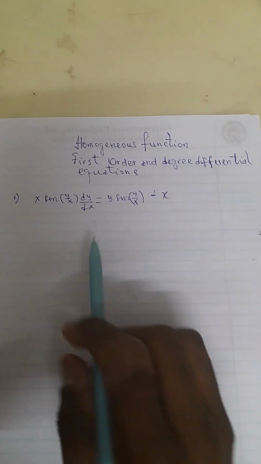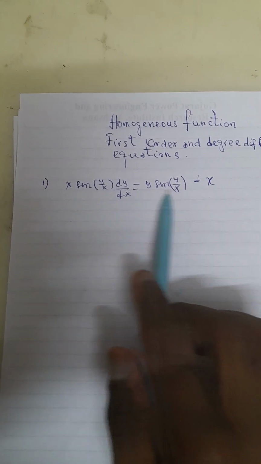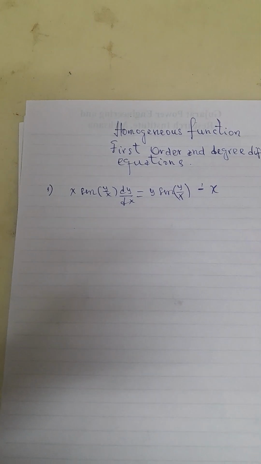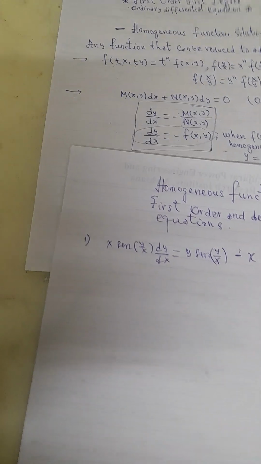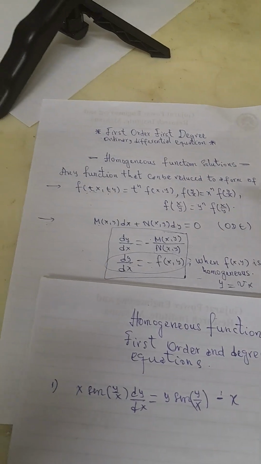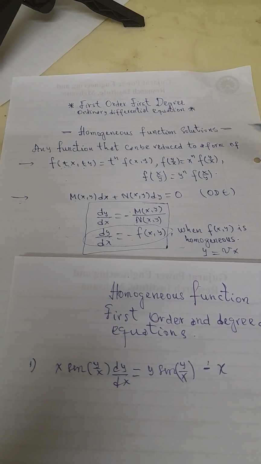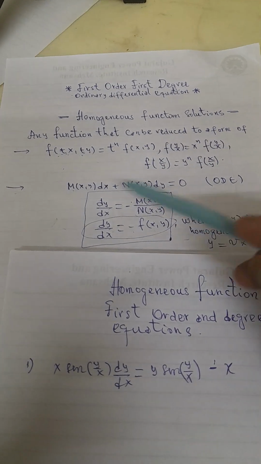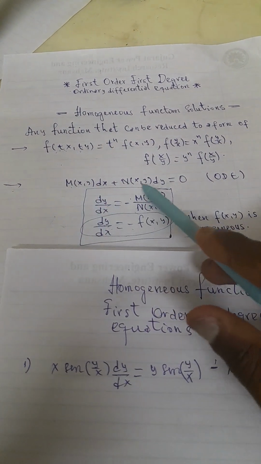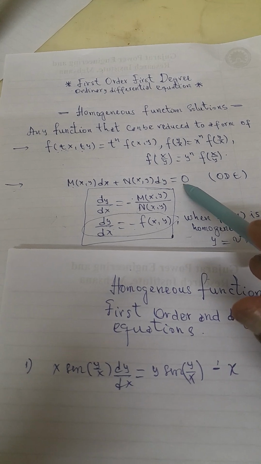homogeneous function. So suppose we have, as we have already studied, what we have studied about the homogeneous. So for a first order first degree ordinary differential equation, suppose we have a first order and first degree differential equation like this, it can be written in this form.